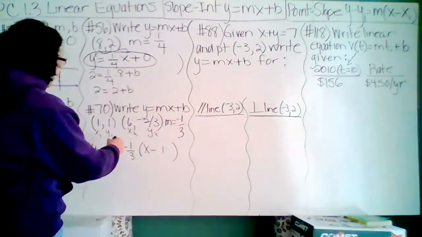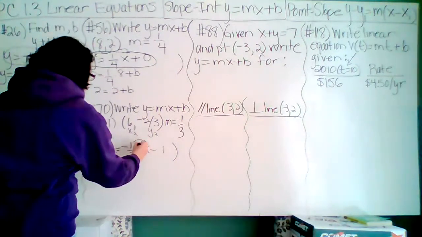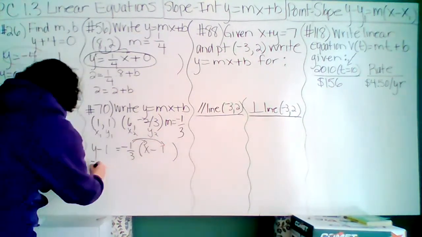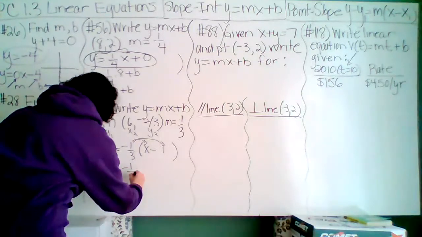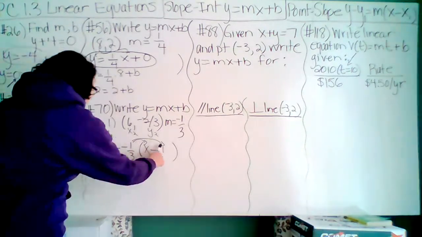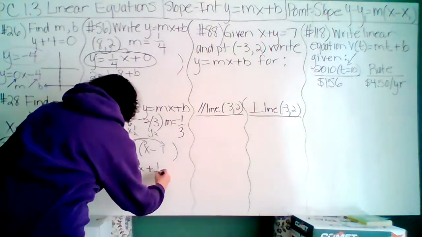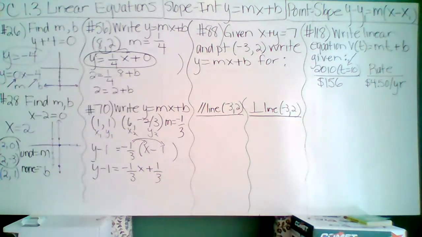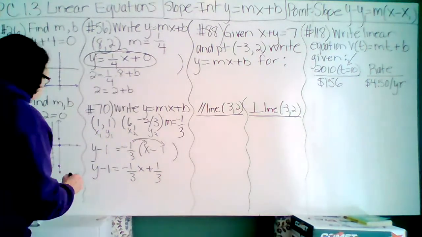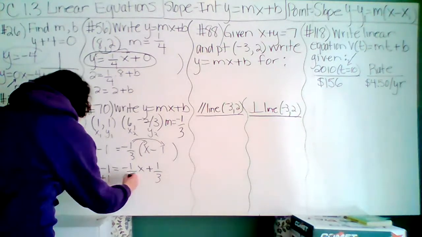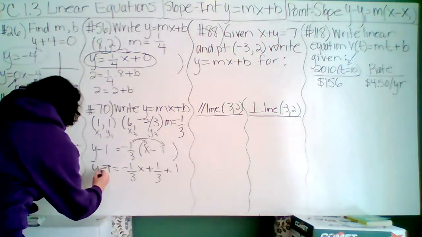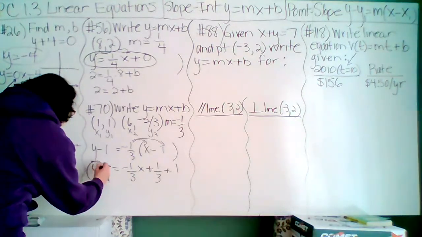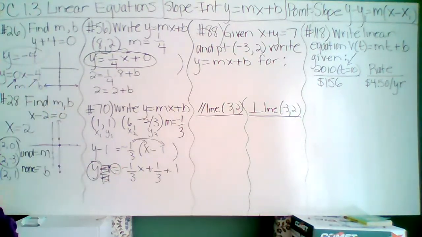There we go. Okay, got to get rid of my parentheses. Y minus 1 equals negative 1/3 x, and this is going to be a positive 1/3. There we go. All I have to do now is get the y alone. I am going to add a 1 to both sides. There we go. And now I have y equals over here.